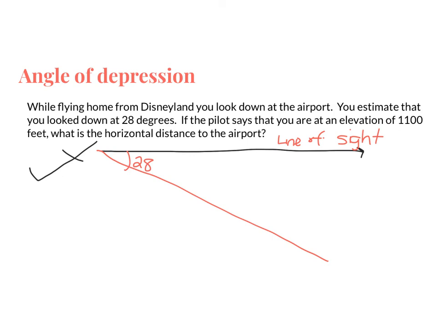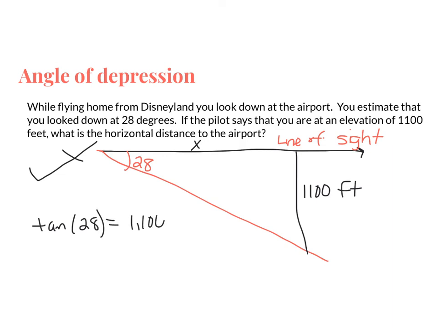It says that the pilot says that we were at a height of 1,100 feet, and we are looking for the horizontal distance. Again, this one is going to be most crucial to get your picture drawn correctly before you do any of your calculations, so you pick your right ratio. From here, I know the opposite side and looking for the adjacent side, so that's my tangent ratio. I'm going to cross multiply, divide by tangent of 28.